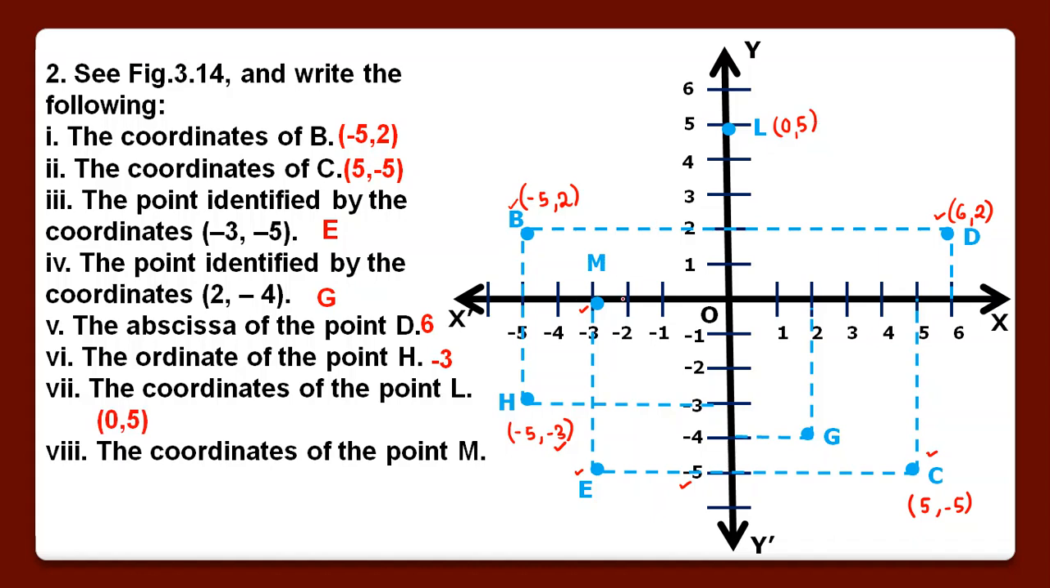The coordinates of point M. M is there on x-axis. So x coordinate is -3 and y coordinate is 0. So -3, 0. So this is all about this exercise.